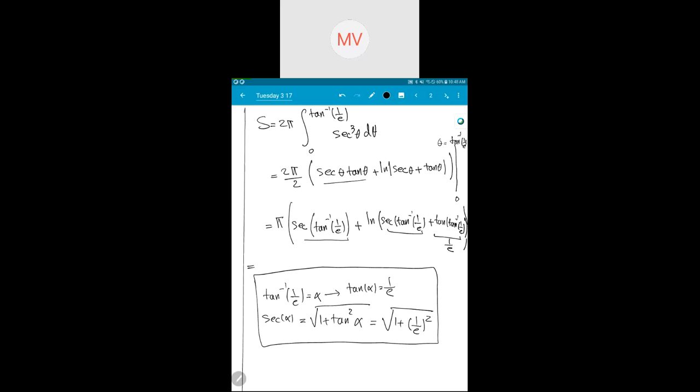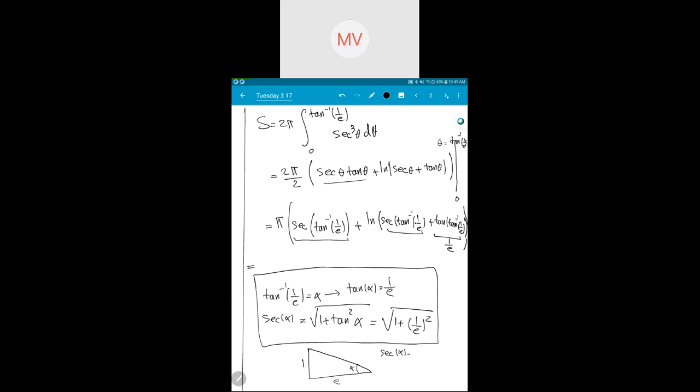So this value right here is the square root of 1 plus 1 over e, right? Or, you could do the right triangle because tan of alpha is 1 over e. So if this is alpha, opposite over adjacent is 1 over e, right? Now let's go ahead and figure secant alpha.